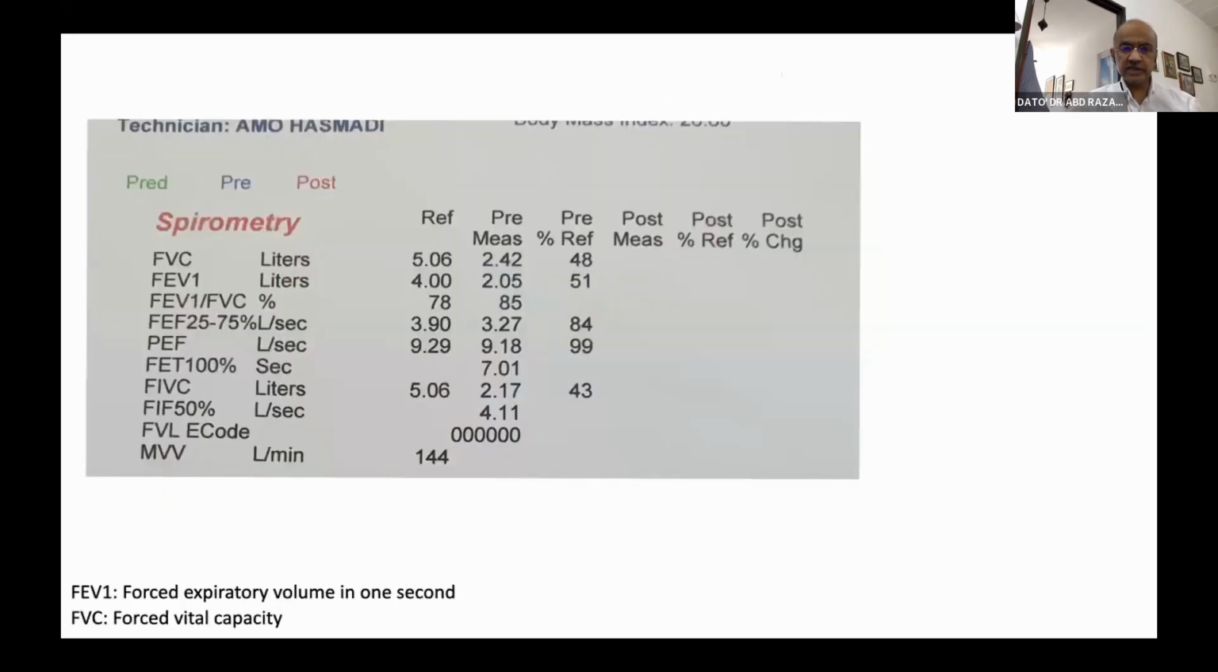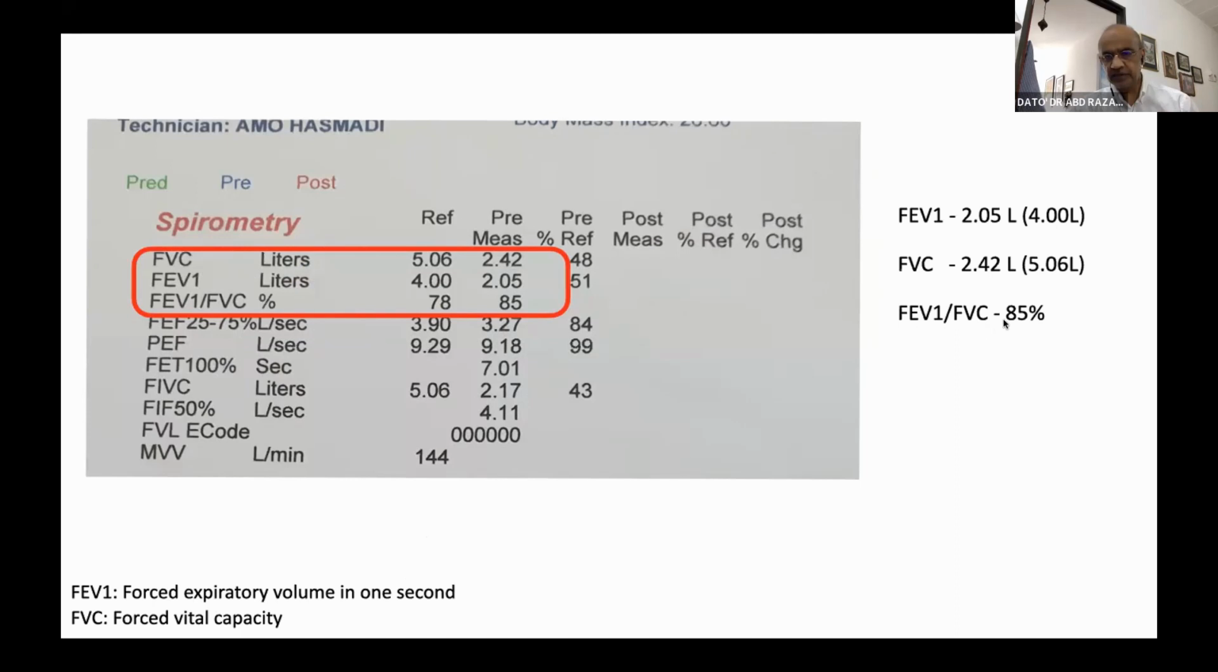So we did a lung function test for him. For those who don't know lung function tests, let me just make it brief for you. We'll only look at these traits: FVC, FEV1, FEV1/FVC ratio. And all the time, my students, if anybody gives you a spirometry, the first thing you look for is the ratio. FEV1/FVC ratio. If the ratio is more than 70%, it can either be normal or restrictive lung disease.